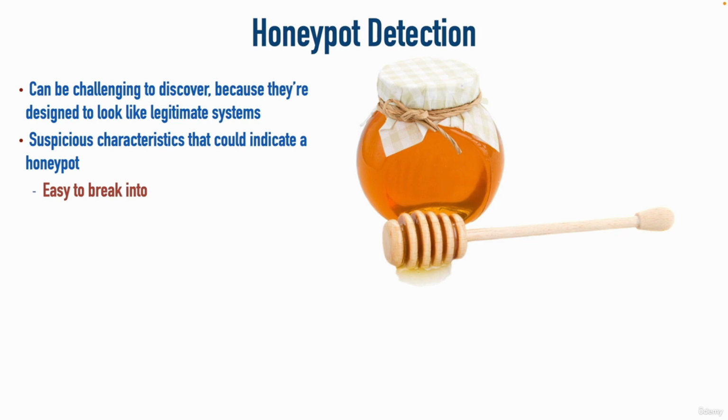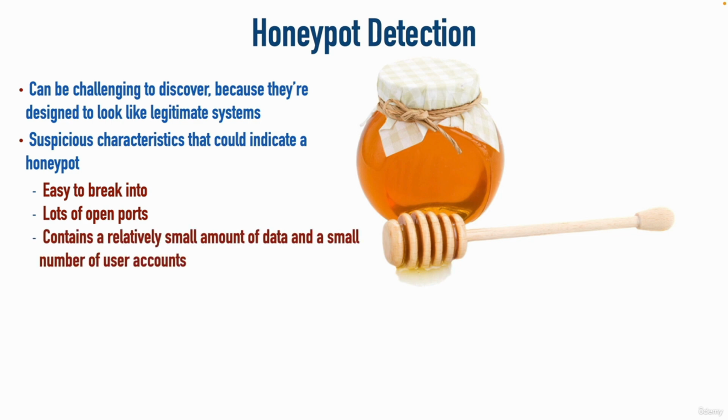Maybe this system is very easy to break into, suspiciously so. Maybe as we do a port scan on that system, it has lots of open ports. And while that might suggest we're connecting to a honeypot, we might just have a very poorly configured system that we've broken into. Something else to look for, though, is a relatively small amount of data as you peruse the directories and take a look at the users. You don't have many users, you don't have a lot of data. That's another indication that this might be a honeypot.